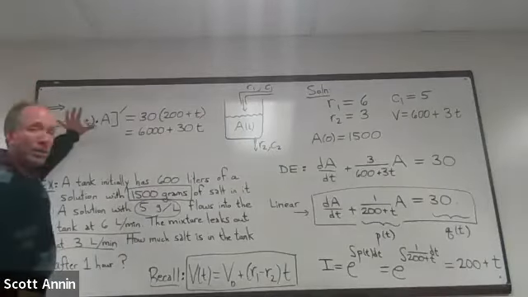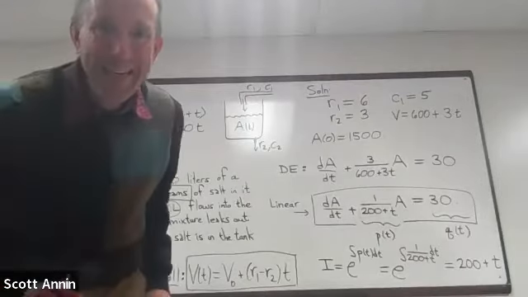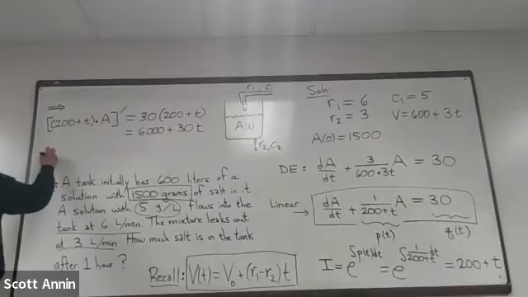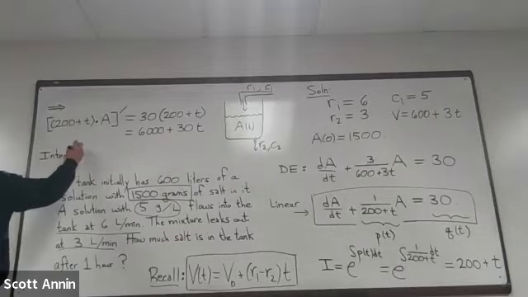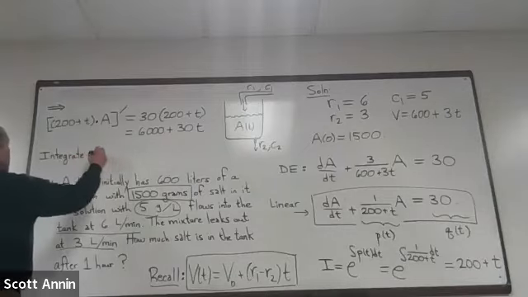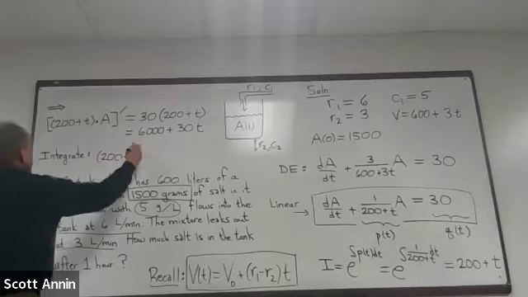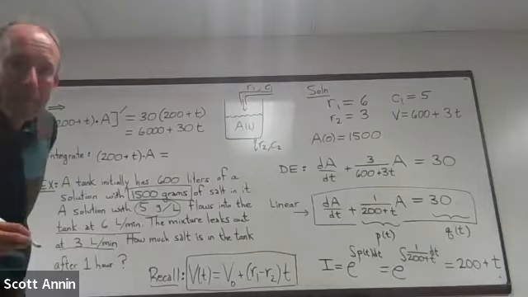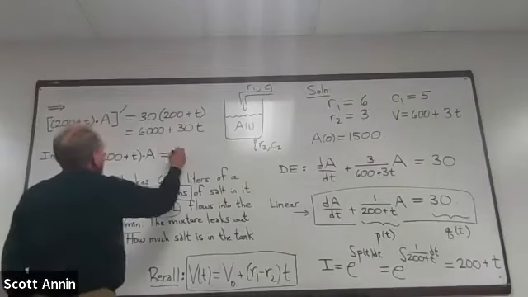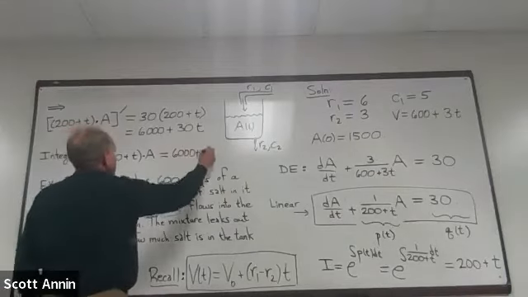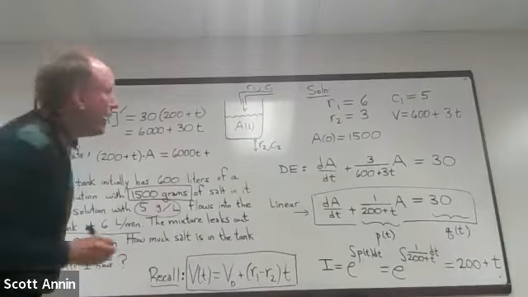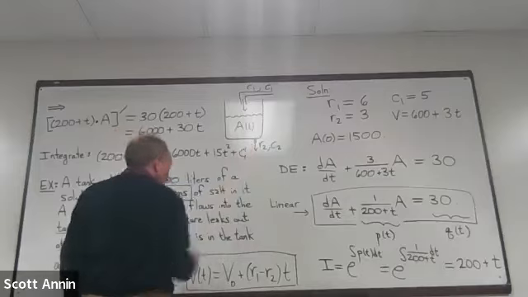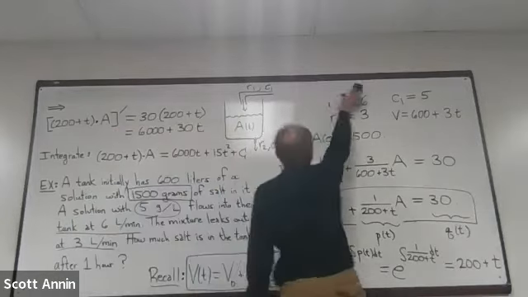And now I'm just simply going to follow the process for solving a linear differential equation. I will now integrate both sides. So I'm going to integrate right here. That'll give me 200 plus t times A on the left side. And on the right-hand side, these are not hard things to integrate. 6,000 is just a constant, so we'll put a t next to that. And then when I integrate 30t, I get 15t squared. And then I need my plus c as well.